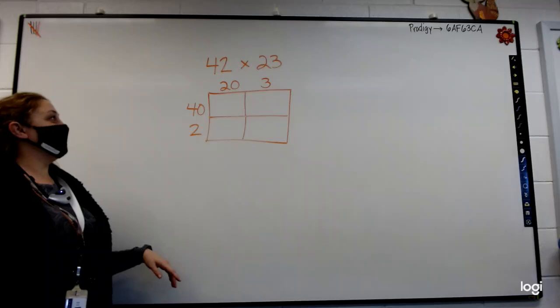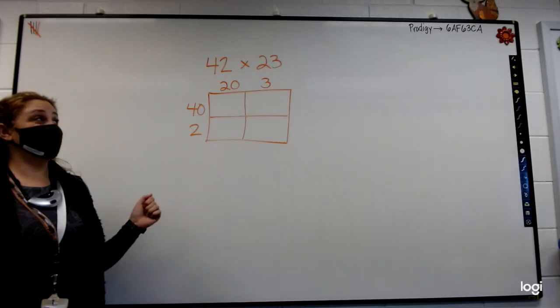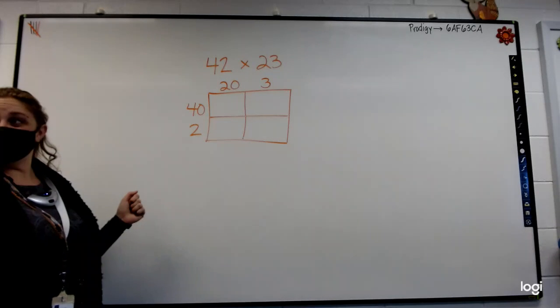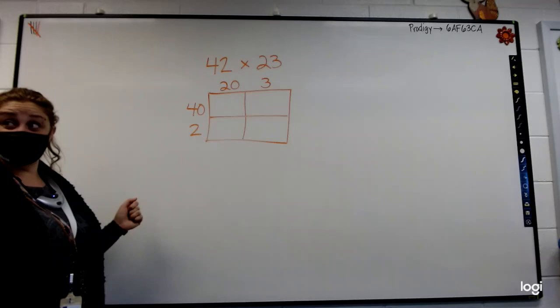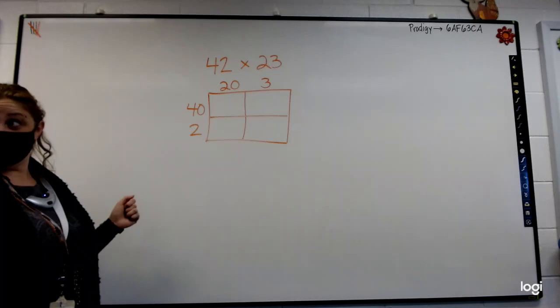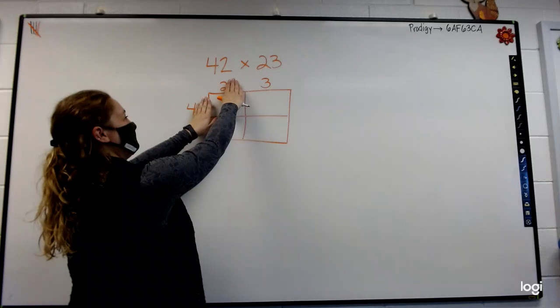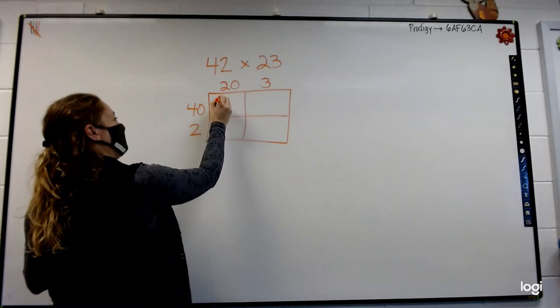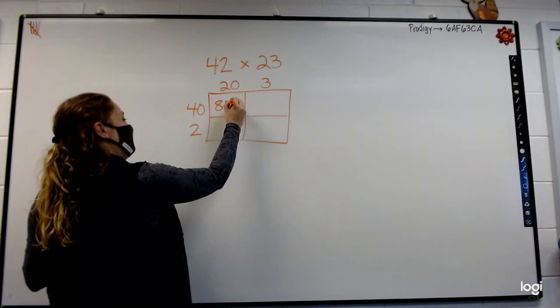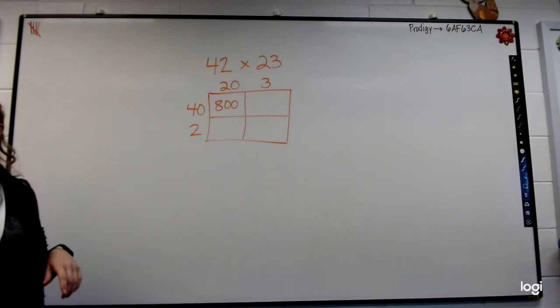Okay. What do I do now? Madeline? 40 plus 20... Not plus, times. It's 4. So Madeline, if I cover my zeros, 4 times 2 is? 8. And then how many zeros? 2. Good. So 800 first.